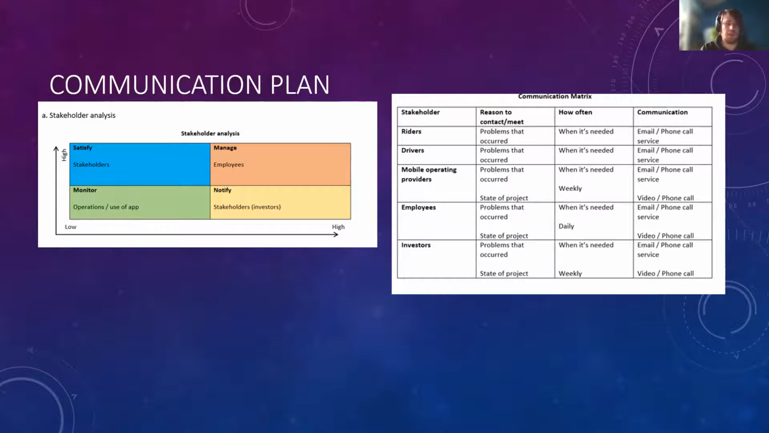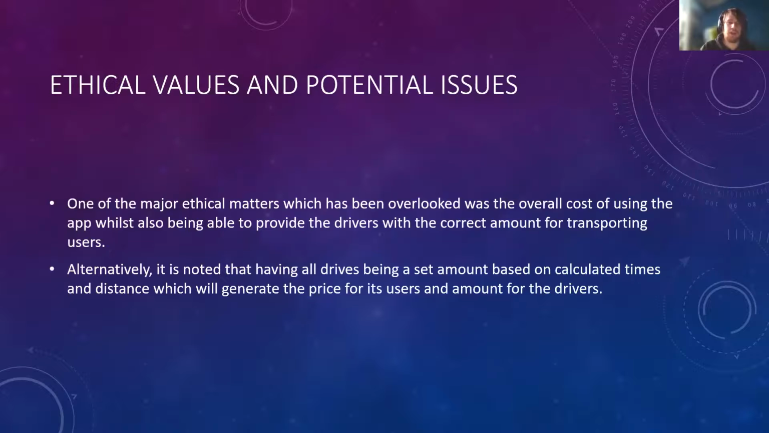Next is employees. Similar to the mobile operating providers, essentially problems that occurred and the state of the project, and they will be notified when it's needed, but also daily, so they're constantly up to date. Communication will be done the same way as with the others: email, phone service, and potentially a video or face-to-face call. The final one we have there is the investors. Again, if problems occur, they'll be notified, or the state of the project, and they too will be told when it's needed or weekly, and they will be given the run-through through email, phone, or potentially video and face-to-face call. On to the next slide.